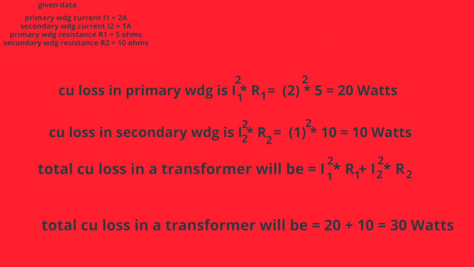First we find the copper loss in both the windings. Copper loss in the primary winding is I1 square into R1, that is 2 square into 5, 20 watts. Next, copper loss in the secondary winding is I2 square into R2, that is 1 square into 10, 10 watts. The total copper loss in the transformer will be the primary copper loss 20 watts plus the secondary copper loss 10 watts, which equals 30 watts. For the meanwhile, remember this 30 watts. We will go to the next section.